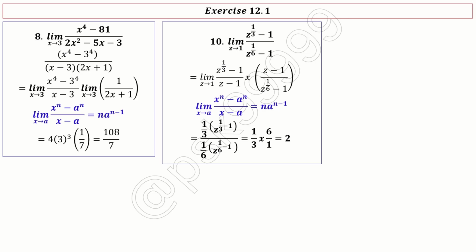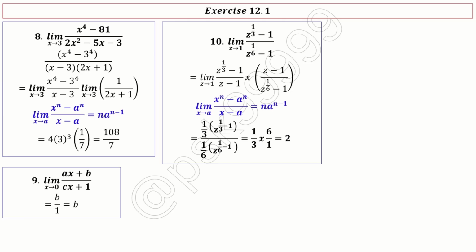Limit z tends to 1, (z^(1/3) − 1) divided by (z^(1/6) − 1). As I said, you can divide both numerator and denominator by (z − 1) and apply the same formula. It becomes (1/3) into z^(1/3 − 1) in the numerator, and in the denominator (1/6) into z^(1/6 − 1). Z is nothing but 1. If I substitute 1, I get (1/3) by (1/6), which is nothing but 2.